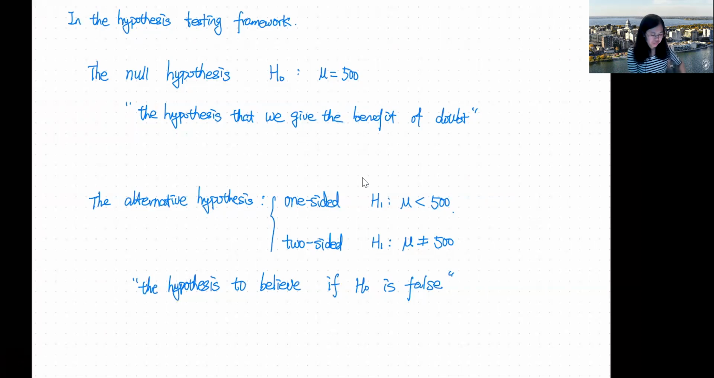And therefore, we set the null hypothesis to be what they claim to be true. So the null hypothesis is the hypothesis that we believe to be true, that we give the benefit of doubt, meaning that we believe to be true without evidence for otherwise. Okay, so typically in hypothesis testing, the null hypothesis will be a simple hypothesis.